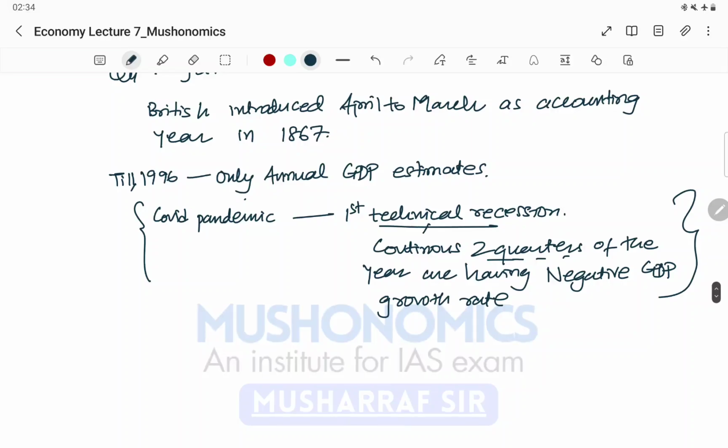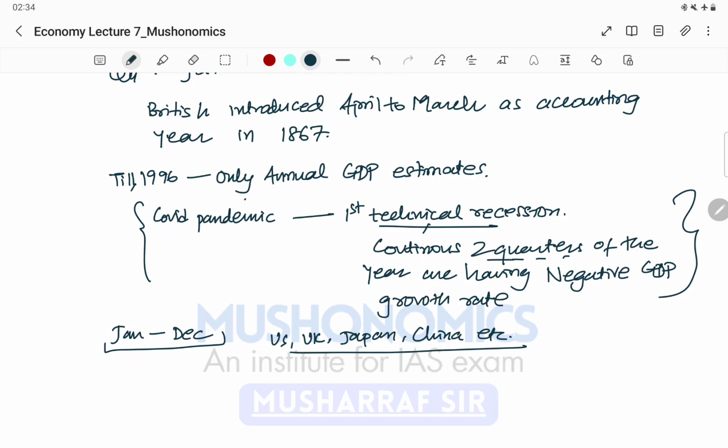So see, there are many talks that we should go with a January to December financial year, but these are only for debates and discussion. The government has many times thought about it, because the US, UK, that is Britain, Japan, China, etc. are following a January to December financial year. But as of now in India we are following April to March, right?